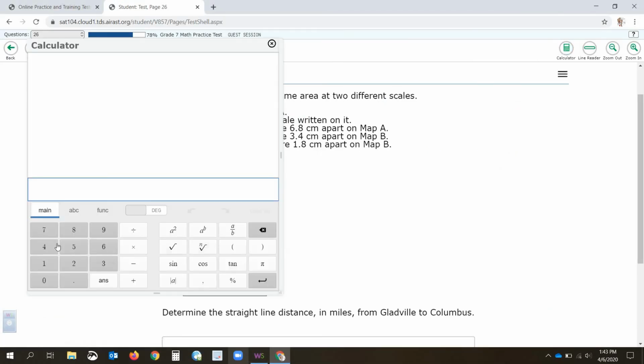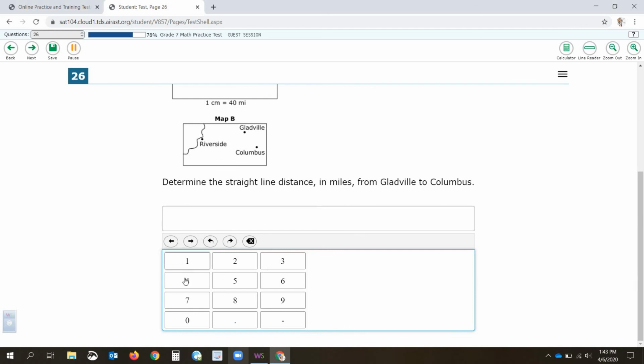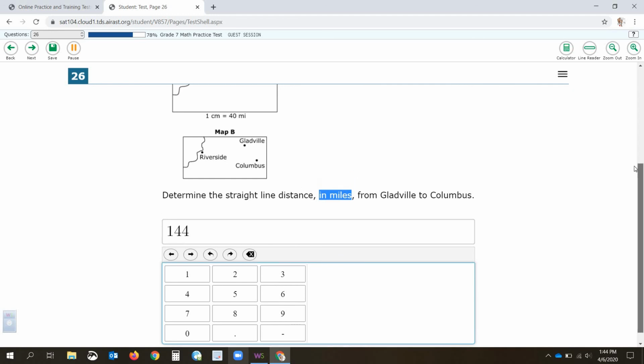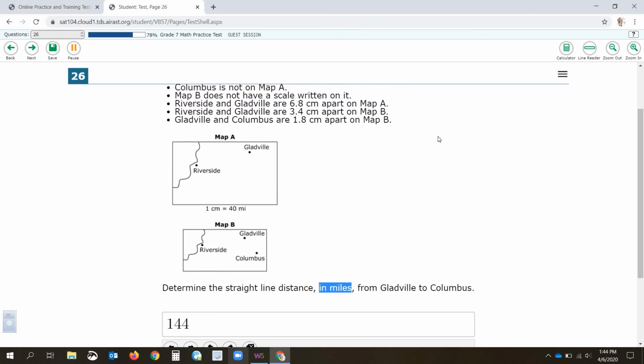So why don't we do that? We'll go ahead and do 40 times 3.6, and when you do 40 times 3.6, you get 144. So the actual distance in miles is 144. And since they said in miles, they put the units. Again, when they put the units in the question, you don't have to put the units in the answer. Those two cities are 144 miles apart.